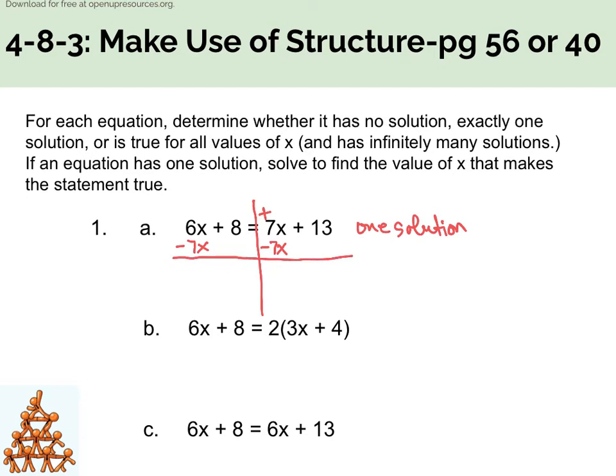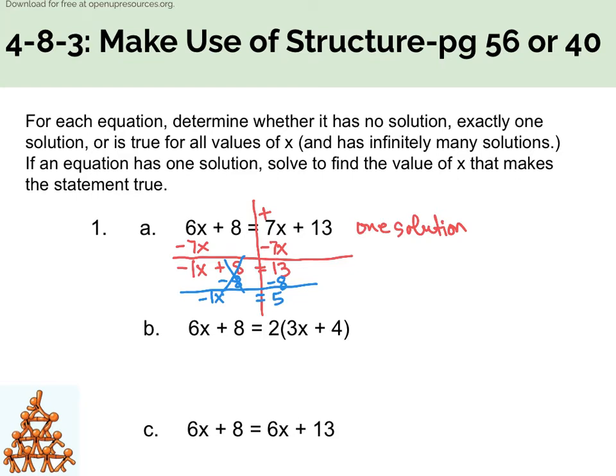6x minus 7x is negative 1x plus 8, and then equals 13. And then again, we're going to do PEMDAS backwards. I see addition, so I'm going to subtract the 8 to be over here with the 13. So we're going to say 13 minus 8, and that is 5. So we still have negative 1x, and positive and negative 8 are zeros, they fall off my board. We're going to have 5.